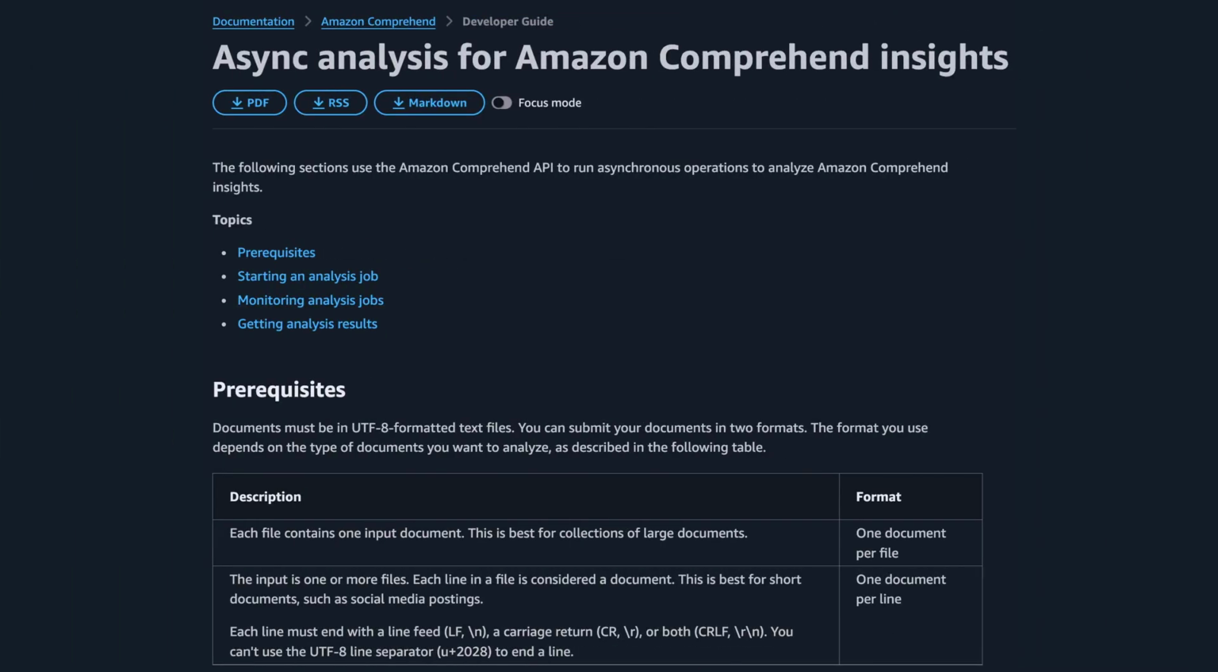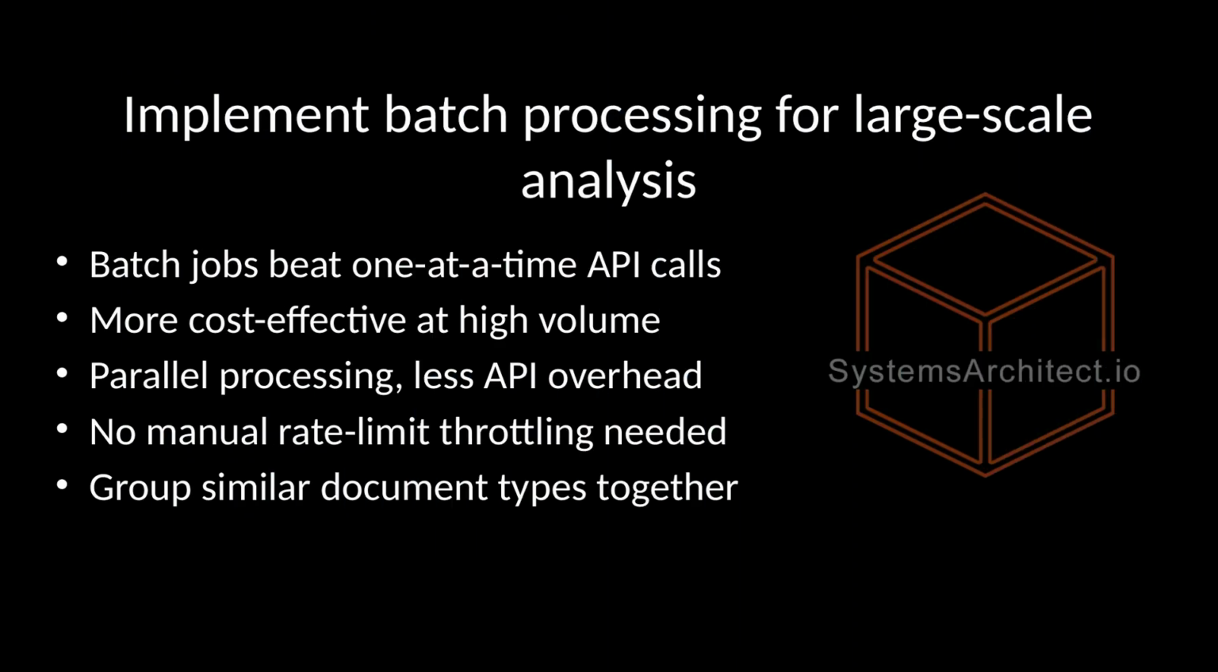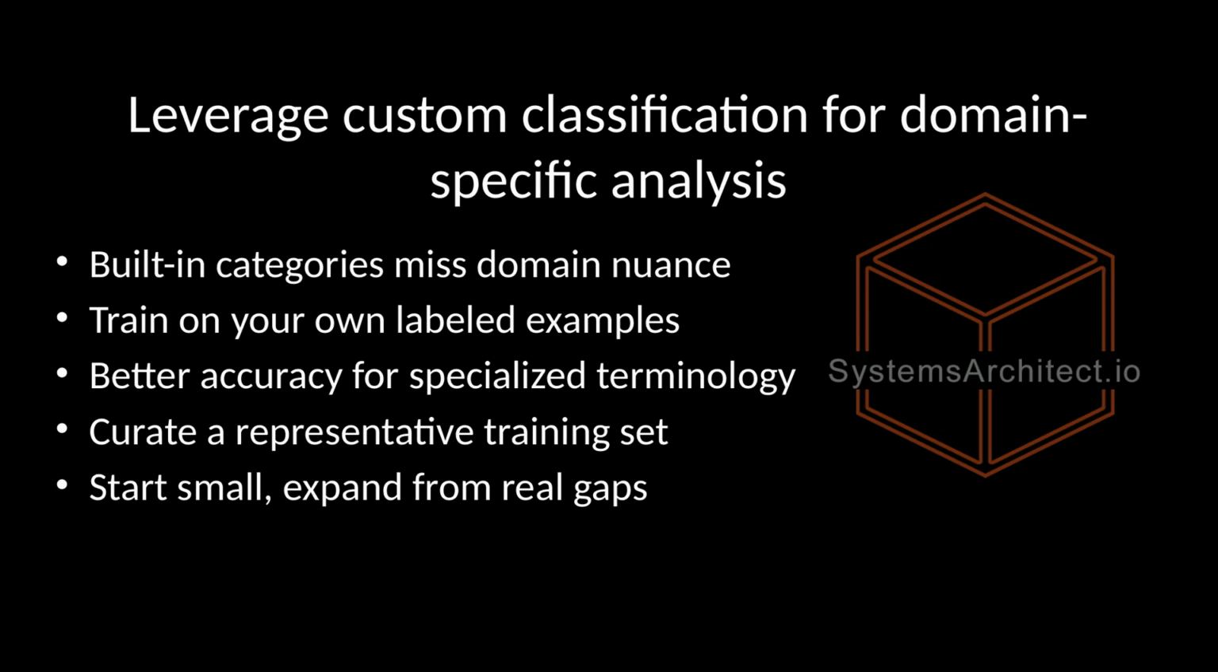Why batch instead of calling one document at a time? Batch processing jobs using asynchronous APIs point Comprehend at a large collection of documents. They work through them in parallel without your application managing individual requests. This approach is more cost-effective for large data sets. It avoids the per-call overhead that adds up fast at volume. A practical tip is to group similar document types into the same batch job, since consistent formatting produces easier to validate results.